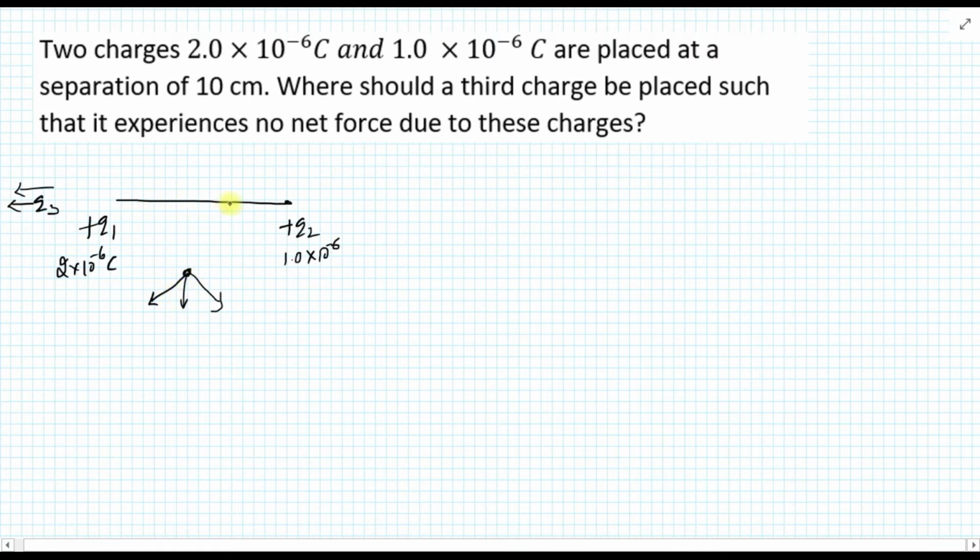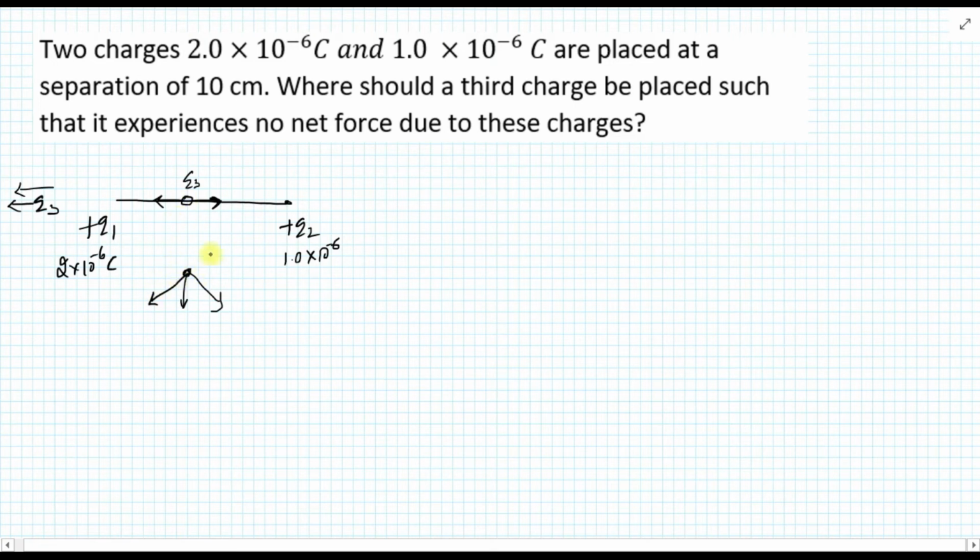Now let's try to place the third charge on the line joining these two charges. Let's say I'll place this charge q3 here. So this q1 charge will repel this charge in the right hand direction, and the q2 charge will repel this q3 charge in the left hand direction. So here we can have a possibility where if the magnitude of these two forces is equal, then we can say the net force on q3 will be 0.